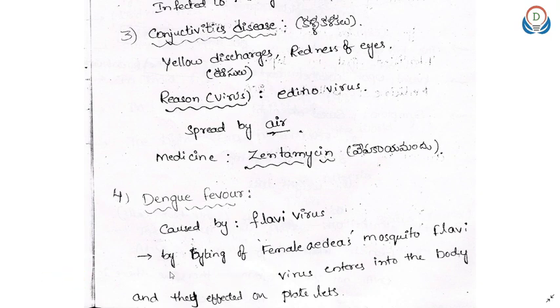It's caused by a flavivirus, by the bite of a female Aedes mosquito. We need to remember these mosquito names. For example, if they ask which mosquito causes dengue fever, we should remember that it's a female Aedes mosquito. And if they ask which virus, it's a flavivirus.